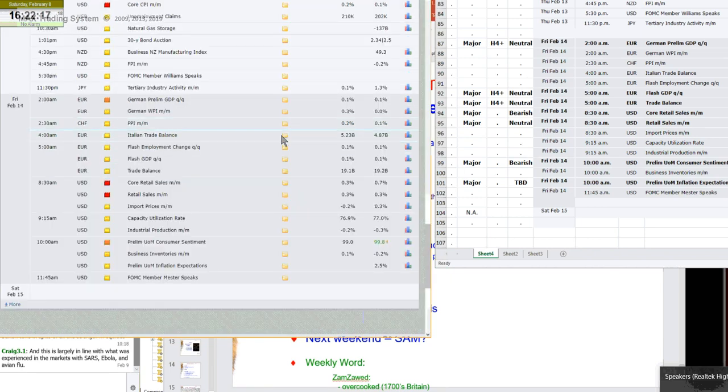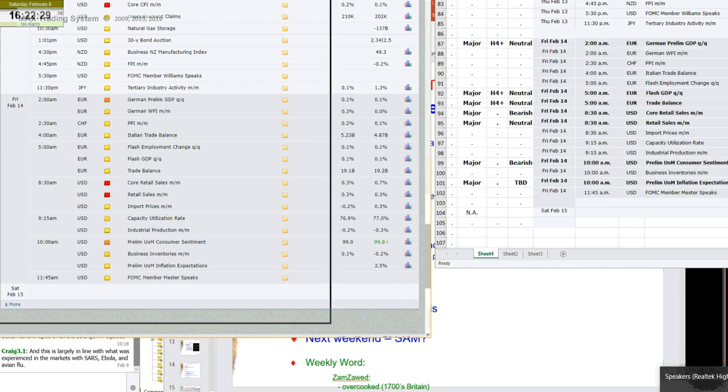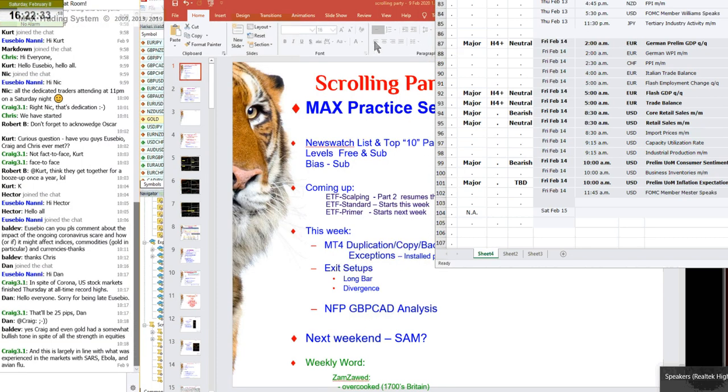Okay, so the question is, how do we use these? I've already said that we've marked them with majors and H4s and the bias. When this information comes out, I'll send an email out to tell people to check out the NewsWatch list, and it stays up on our site.